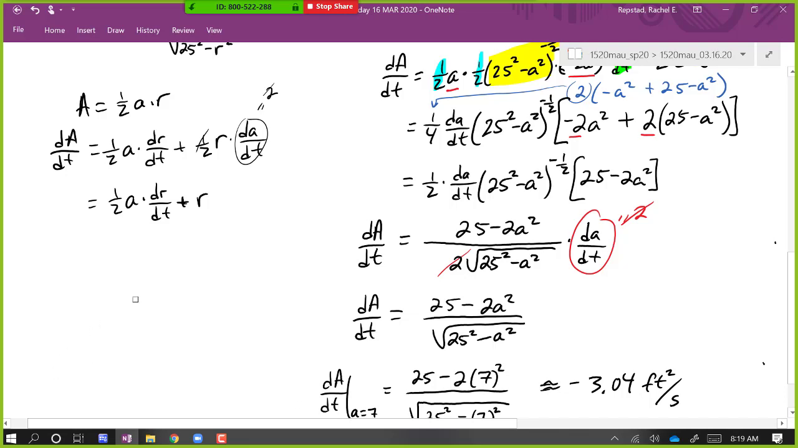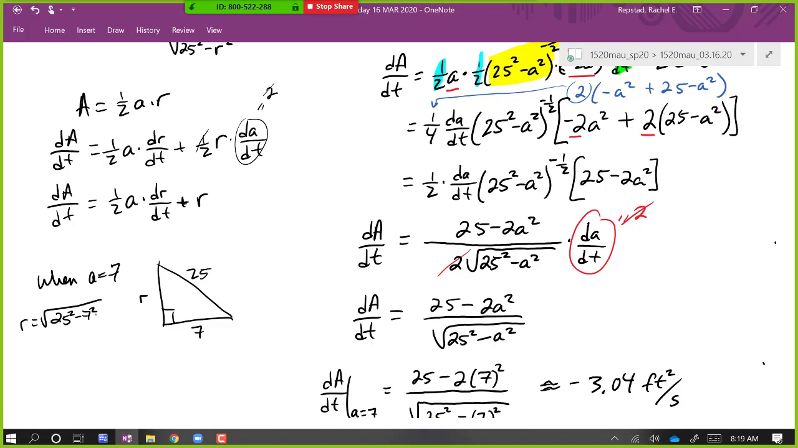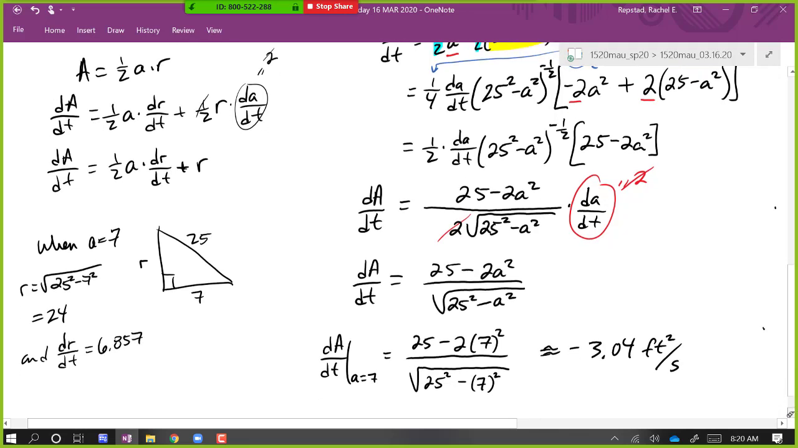So when A is equal to 7, r is the square root of 25 squared minus 7 squared, which is 24. And in part A, you found dr/dt when A was 7, right? What did you get for that result? 6.857. 6.857. So let's try putting this stuff in.